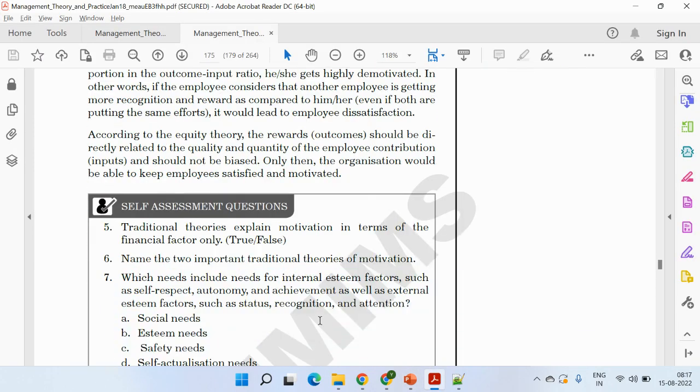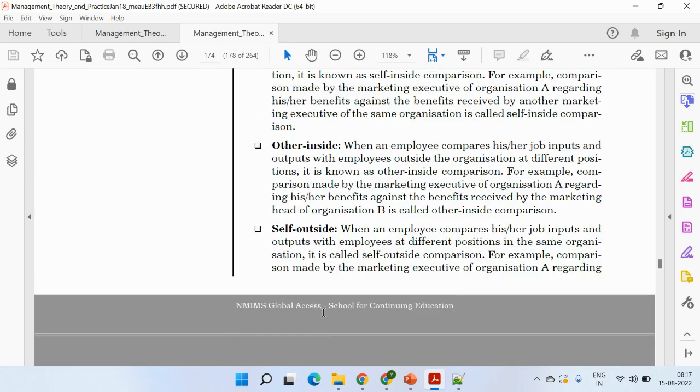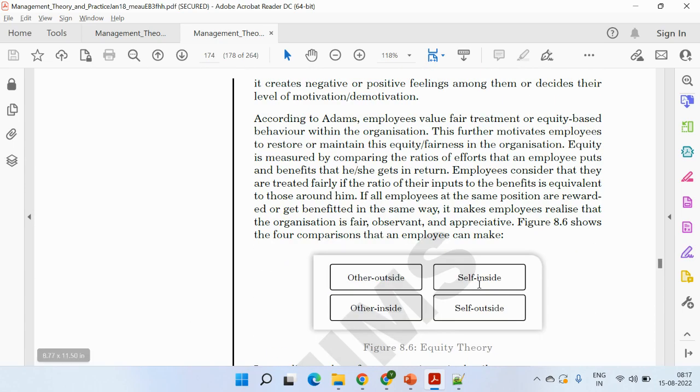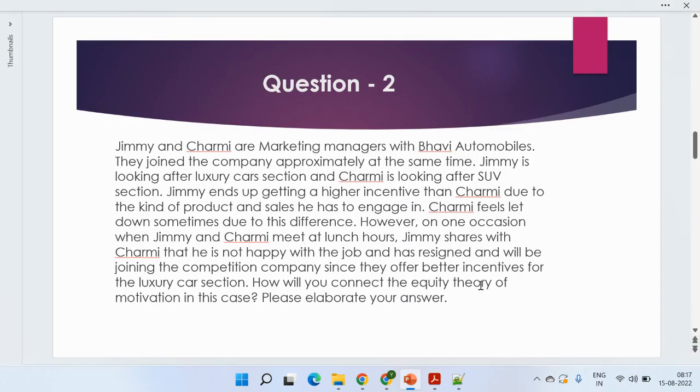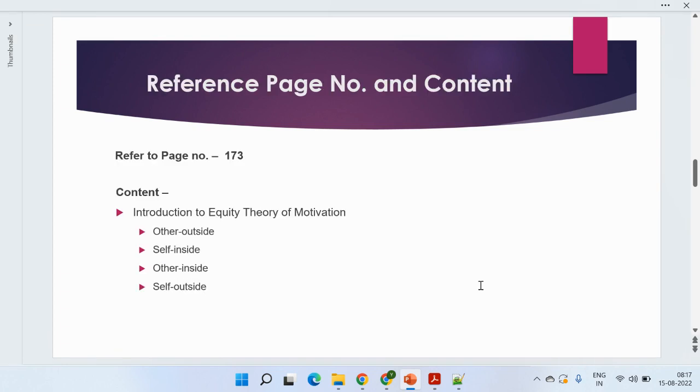Maybe you can just give this in a tabular format, and you can just explain all these four stories with respect to Jimmy and Charmy. So that is very straightforward.